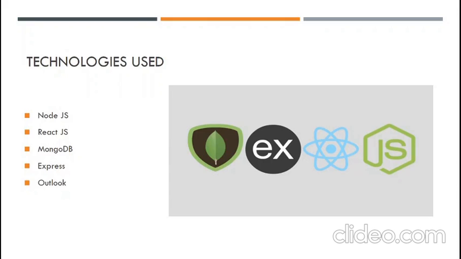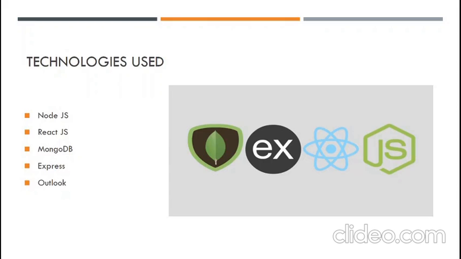And the fourth is Express. The Express technology is used in our project because we are using API calls to store the data into the MongoDB database, and Express plays a crucial role in routing those requests from Node.js to MongoDB. That's why we have used Express in our project.